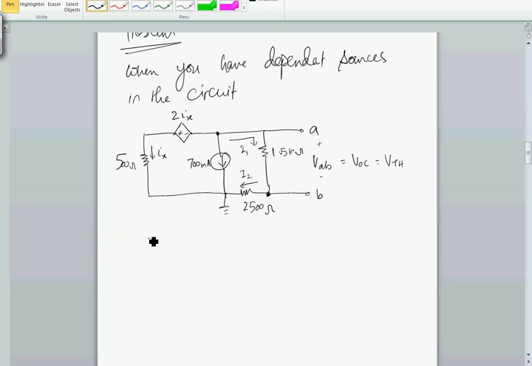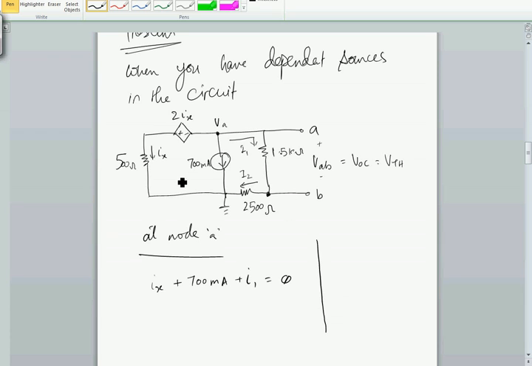So at node A, I have IX plus 700 milliampere plus I1 is equal to 0. Okay, so I have VA over here. What is IX? This is my voltage source. A little side work, let me do over here to show what IX is going to be.